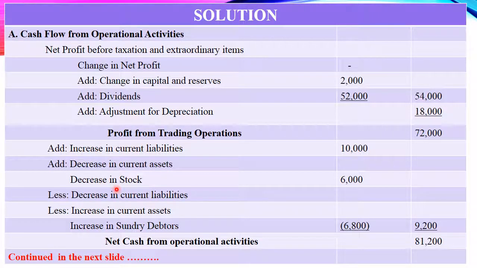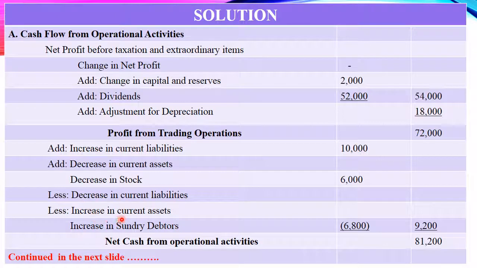In this case, we have stock. What has happened? Stock has decreased by 6,000. So you add that. When stock has decreased by 6,000, it means that we have sold this stock and we have received 6,000, and that's why we are adding it here. Then you less any decrease in current liabilities. In this case, we don't have a decrease in current liabilities.